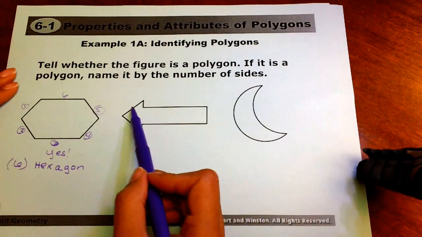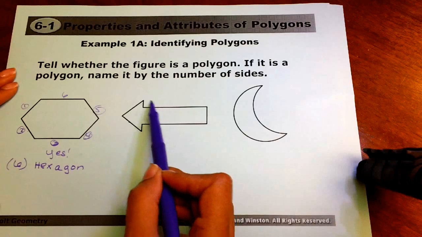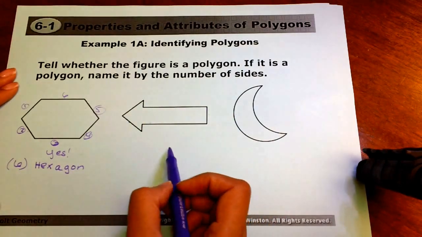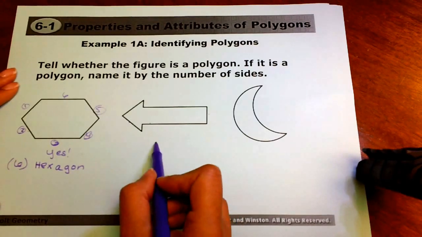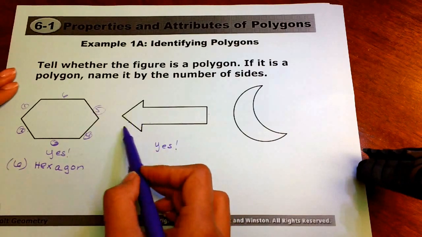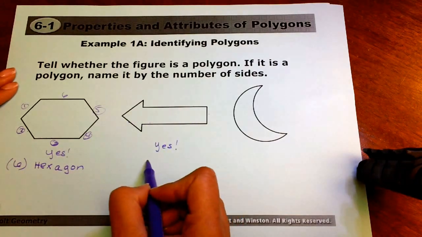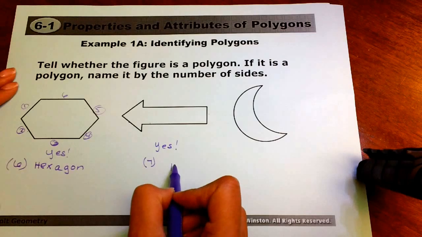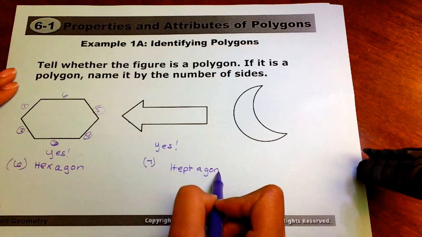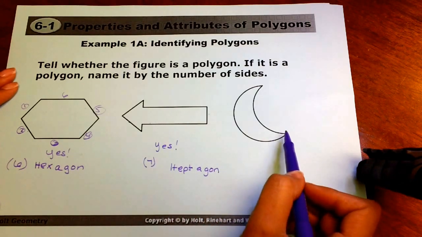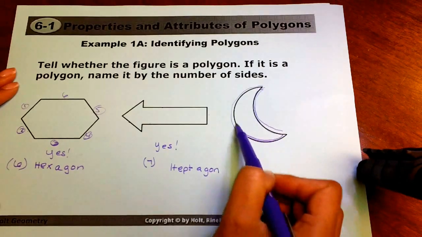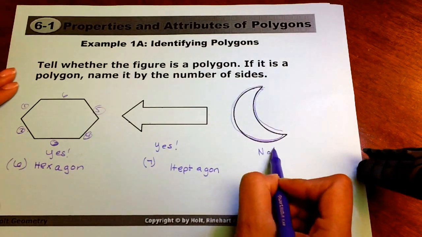Alright, next we have 1, 2, 3, 4, 5, 6, 7 sides. They're all straight edges. We have vertices. So yes, this is a polygon. And what did we say? 7 sides. A 7-sided figure is called a heptagon. This next one is not a polygon because these are curves, not straight edges. So this one we have to say no, it's not a polygon.